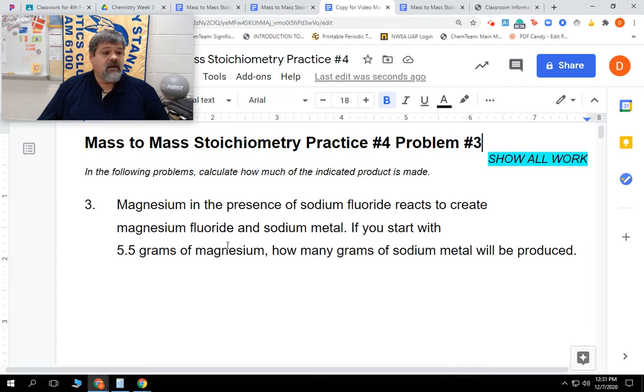So let's go ahead and start off at the beginning again. Magnesium, so we're going to go ahead and put in magnesium. Our symbol for magnesium, if we just look at our periodic table, is Mg. Okay, in the presence of sodium fluoride.